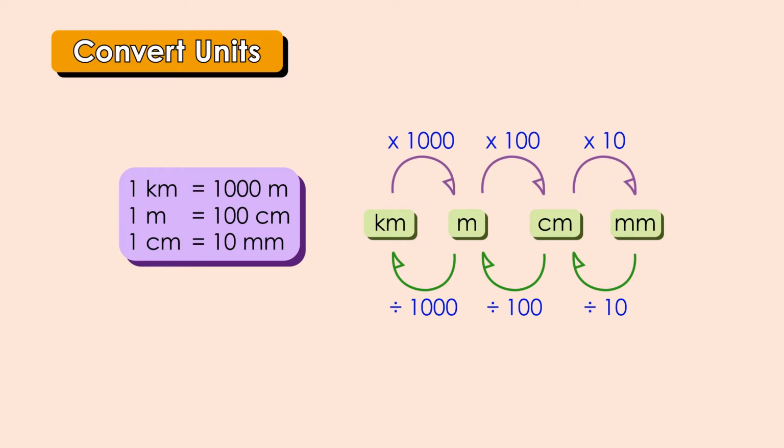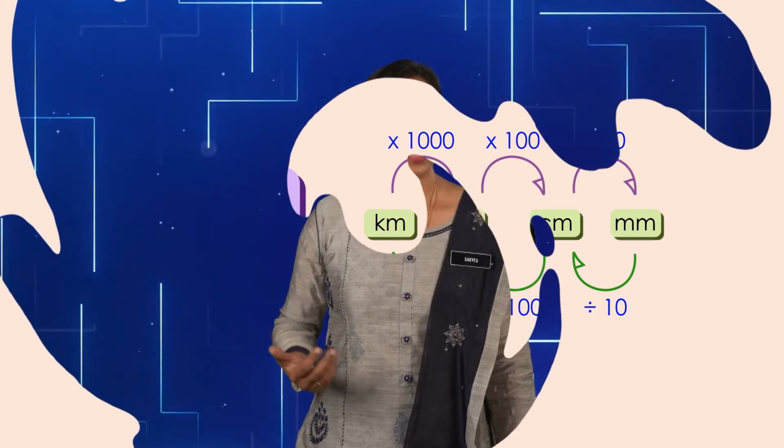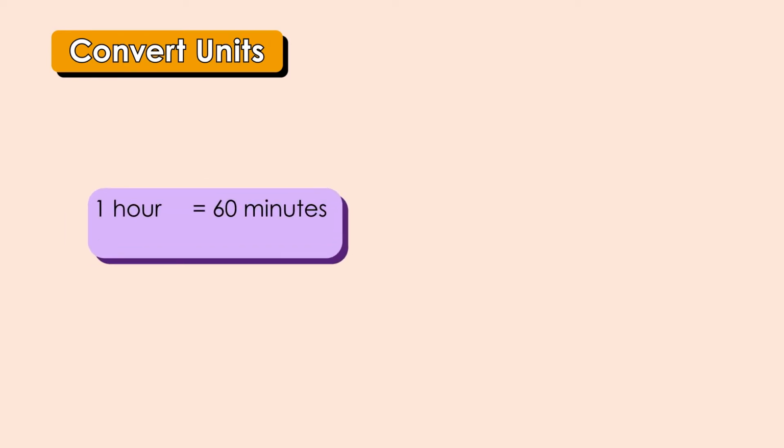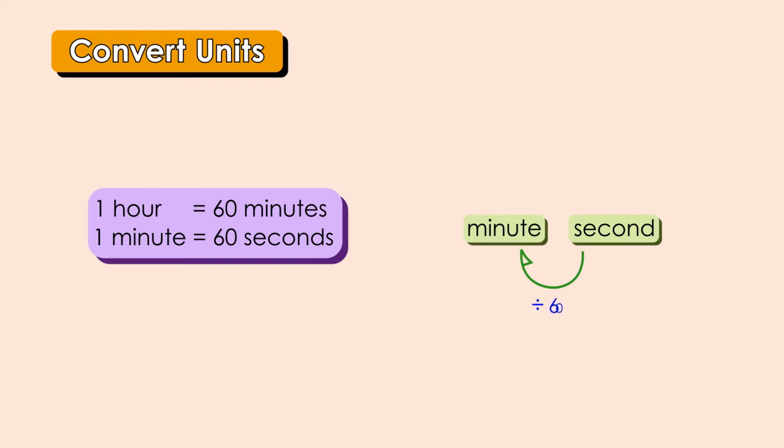What about the time taken for the movement of any object? The time taken for any movement of objects could be seconds, minutes, or hours. Thus, let's recall how to convert units involving time. 1 hour is equal to 60 minutes and 1 minute is equal to 60 seconds. Therefore, seconds to minutes need to be divided by 60 and minutes to an hour need to be divided by 60.